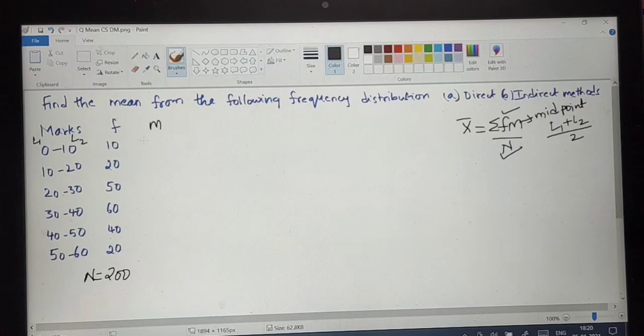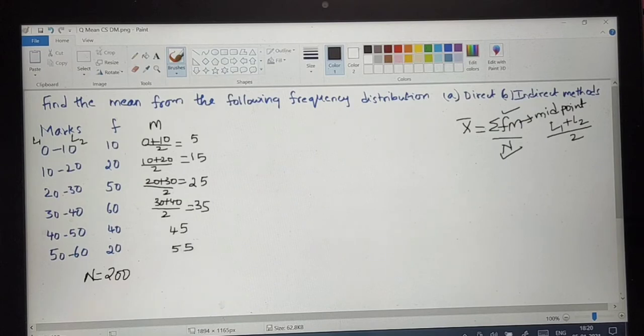So here my first value will be 0 plus 10 by 2, and next 10 plus 20 divided by 2, 20 plus 30 divided by 2, 30 plus 40 divided by 2. So now if you notice, 0 plus 10 by 2 is 5, here it is 15, then 25, 35, and with a difference of 10 as common, you can write down the rest of the values.